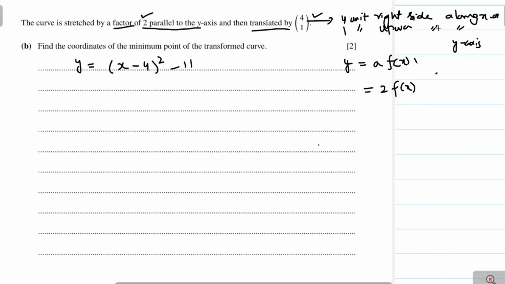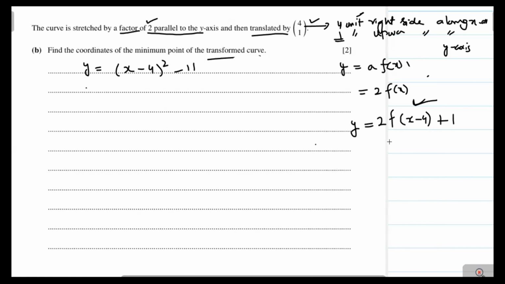Any change along the x-axis, and you see here, this is 4 units right. We will subtract this 4 from the given function. Now we can write x minus 4, because any change along the x-axis goes inside the function, and the plus 1 unit upward along the y-axis, this value is added to the function. Now we compare this to the given curve.